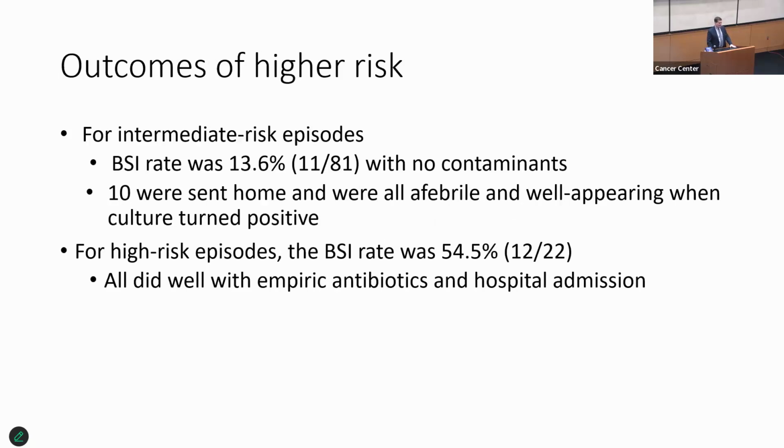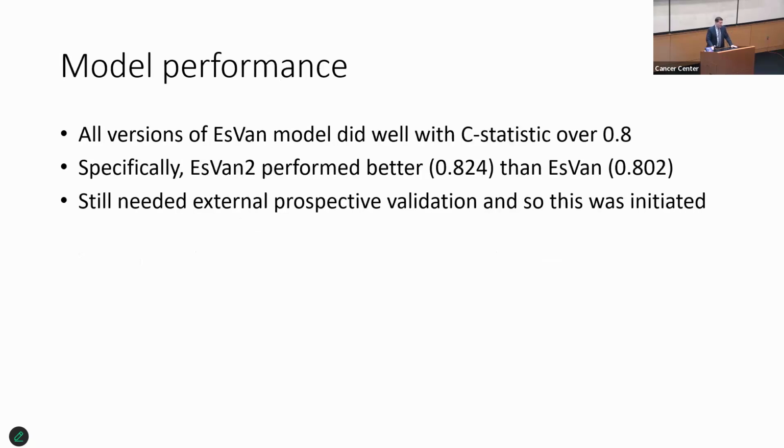Looking at the outcomes of higher risk, for intermediate risk, the BSI rate was 13.6%. 10 of those were sent home and were all afebrile and well appearing when their culture turned positive. And for the high-risk group, the BSI rate was 54.5%. All did well with empiric antibiotics and hospital admission. All versions of the model did well with a C statistic over 0.8. Specifically, Esbenshade outperformed Esbenshade 1, but we still needed external prospective validation, and so this was initiated.